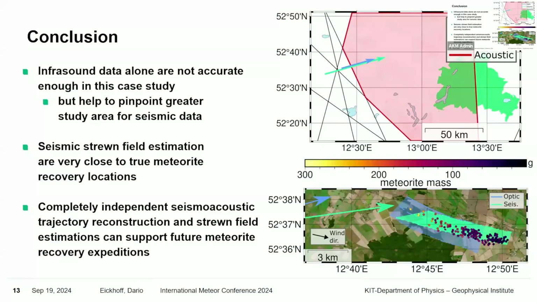Last but not least, the main takeaway here is that the seismic strewn field estimation and trajectory reconstruction is now in a state where it can actually help future meteorite recovery expeditions. And I hope you are excited for that, or excited as I am, at least.